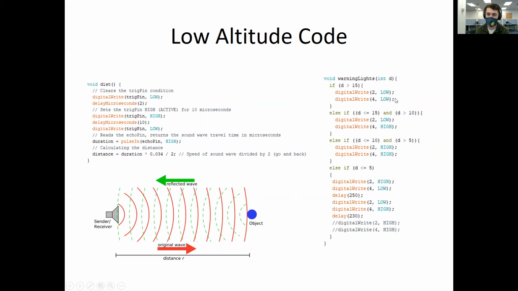You're far away, nothing's happening. Getting closer, one turns on. Closer still, both of them turn on. And if you're right up against it, then the LEDs are going to be flashing at you.